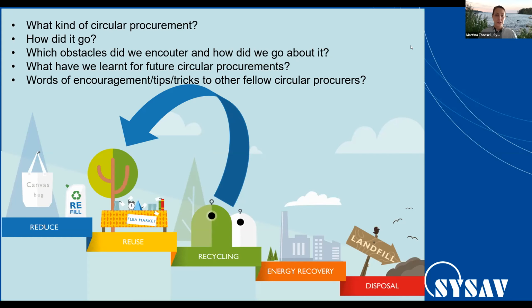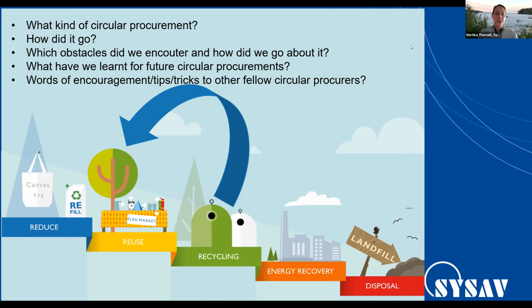So what have we learned for future circular procurements? Well, we've certainly learned that we need to anchor the agenda, the budget, and to establish the conversation within the organization and with the intended markets at an early stage. All to set the correct budgets, make room for budgets, and to ensure that you're all working towards the same goals and aspirations.